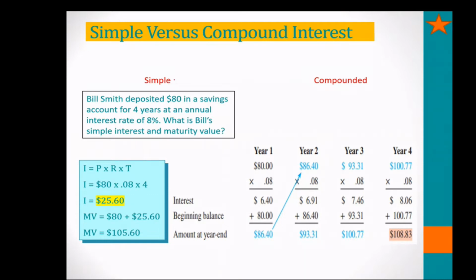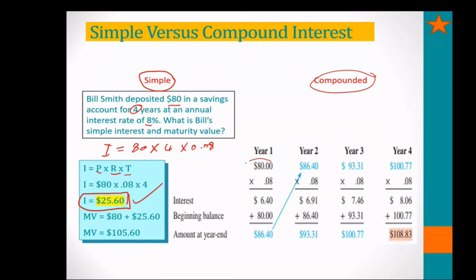In simple interest, I said interest equals principal times rate times T. The principal is $80, times T. The time is 4 years, times rate 8%, which is 0.08. It will give me $25.6 for 4 years. It's okay. This is for simple interest, but for compound, no.